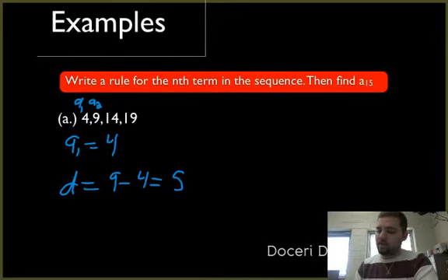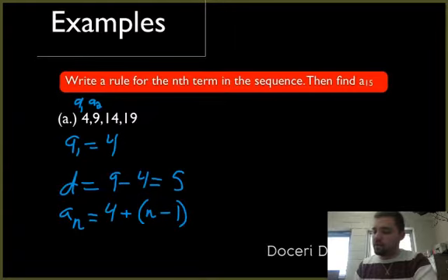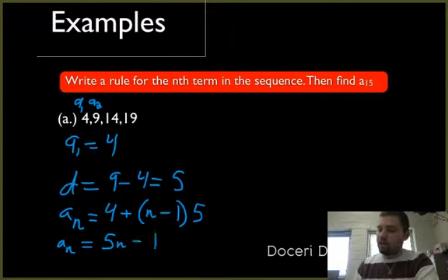So when I plug this into my rule, I'm going to get a sub n equals 4 plus n minus 1 times d. Okay, and then let's distribute and simplify here. So I think I'm going to get 5n minus 1. Let's check, does that work? If I plug in 1, I should get 5 minus 1, which is 4. Good. If I plug in 2, I should get 9. And I do. So this thing works.